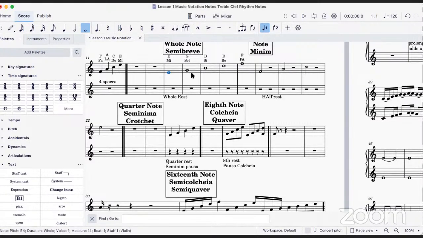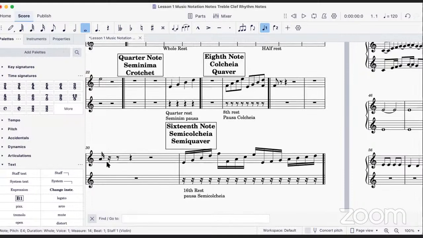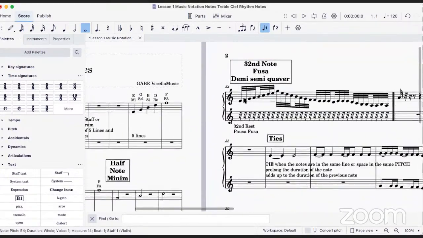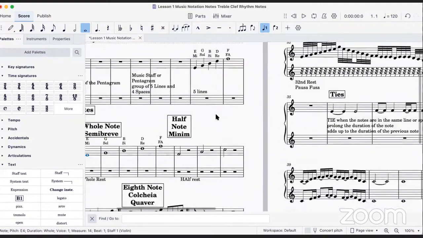Ta, ta, ta, ta, ta, ta, and so on. I do not have enough practice on my tongue to do the 32nd note, but you got the idea.